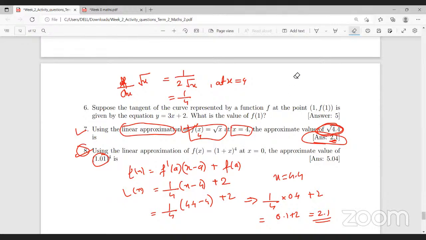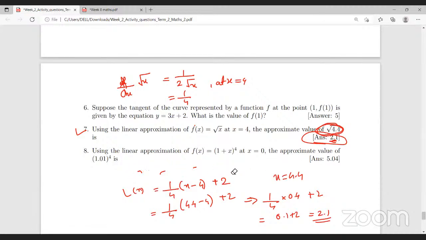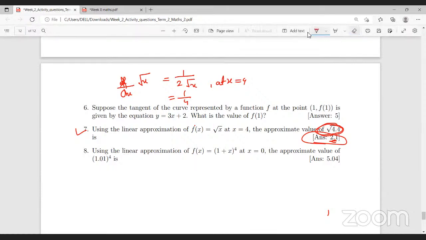It has been solved on the forum. Solution has been given, we can check it. Is the answer wrong? Which answer is wrong? Question number 8. Sir, in the portal the answer is 1.04. In the portal, the answer is with x equal to 0.01. Here it is 1.01. In the portal the question may be different, right? The question is same, sir. The answer is 1.04.